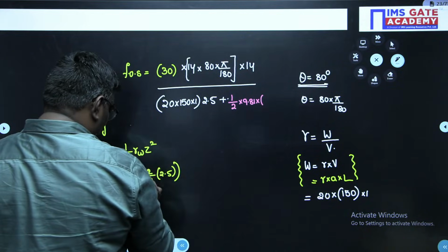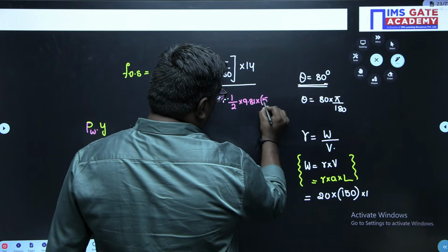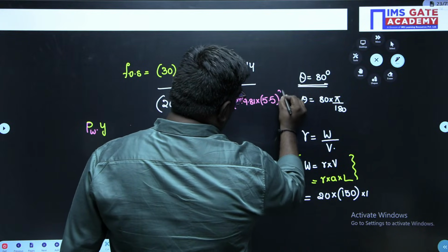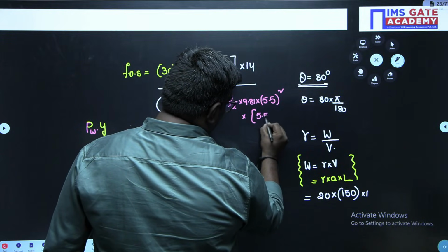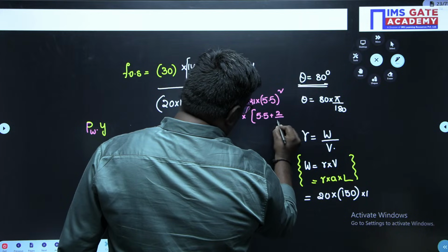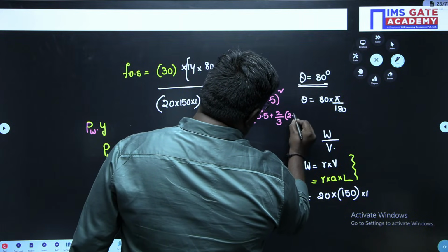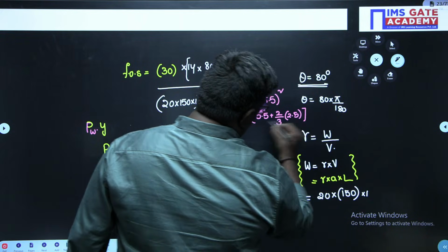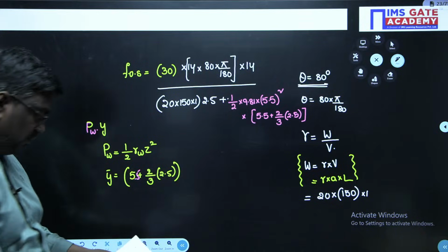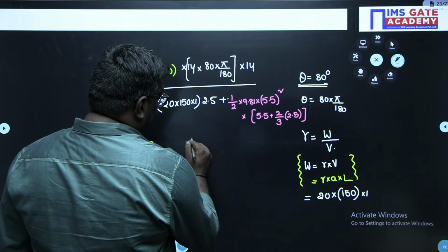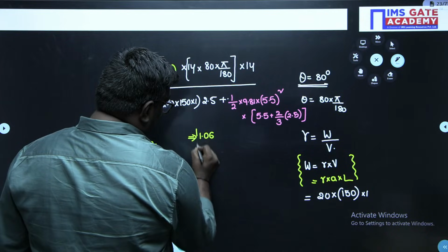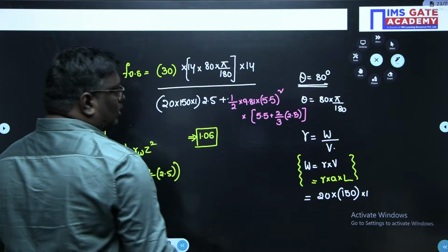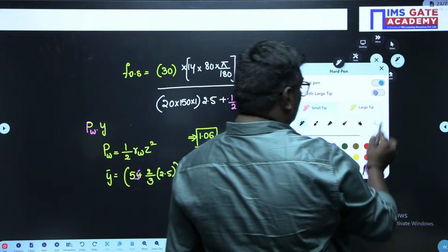Here it is, 5.5. 5.5 squared into 5.5 plus 2/3 of 2.5. Okay. Now, my dear students, if you solve this, you will get the final factor of safety as 1.06. Okay, this is the factor of safety for what, sir?